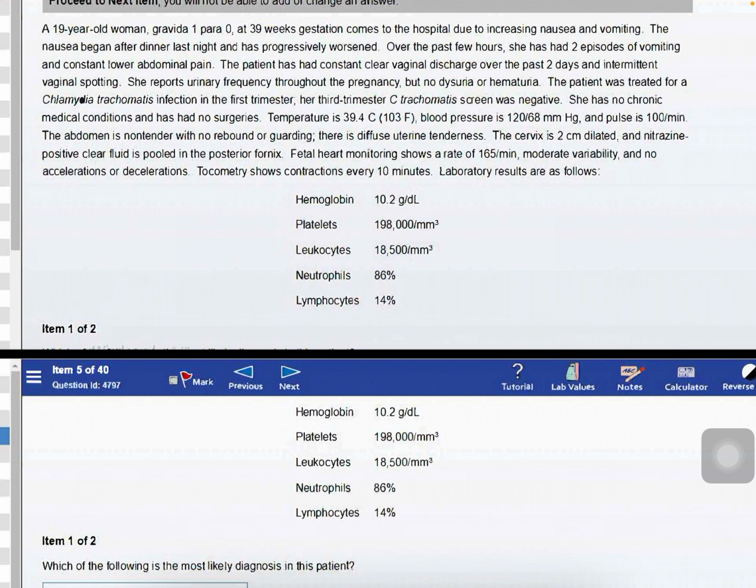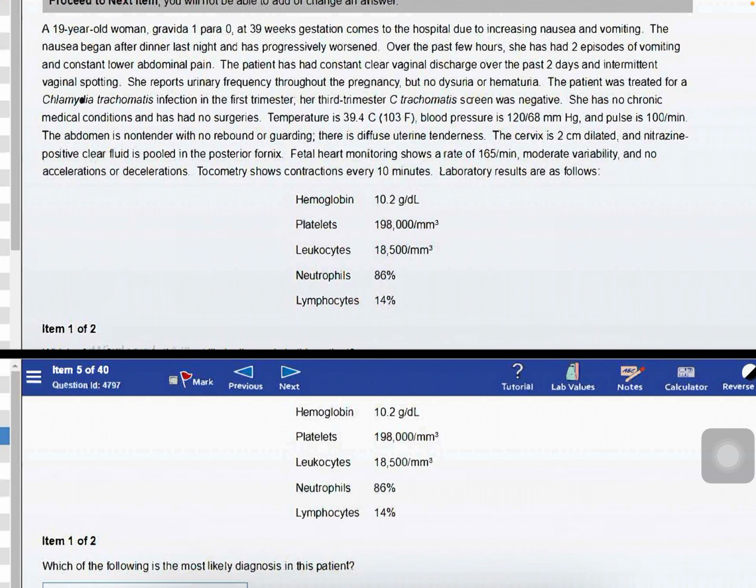The patient has had constant clear vaginal discharge over the past 2 days and intermittent vaginal spotting. She reported urinary frequency throughout the pregnancy but no dysuria or hematuria. The patient was treated for chlamydia trachomatis infection in the first trimester. Her third trimester chlamydia trachomatis screen was negative. She has no chronic medical condition and has no surgeries.